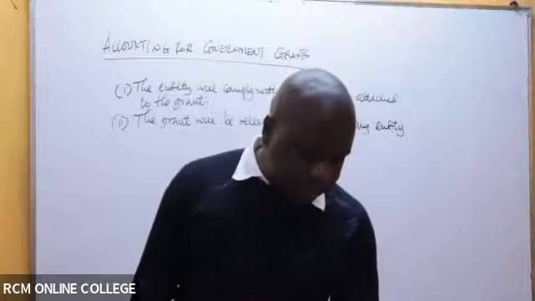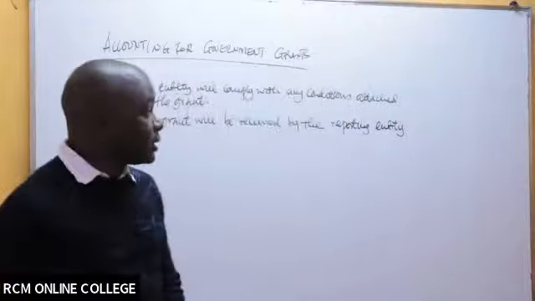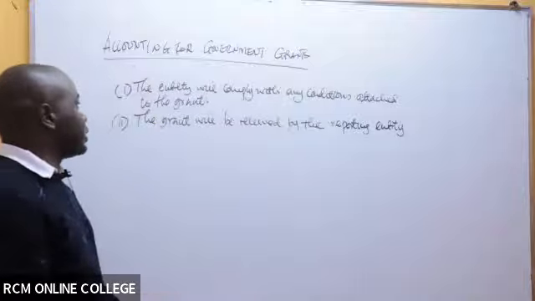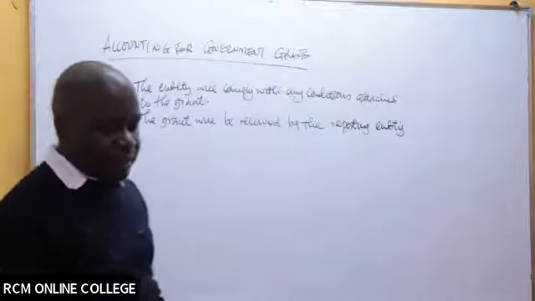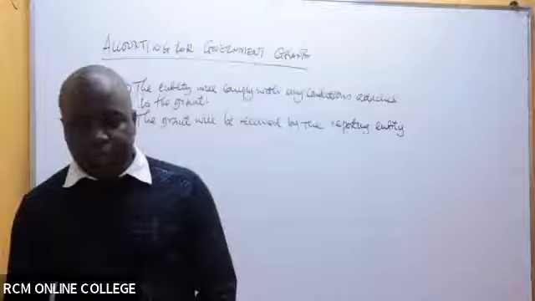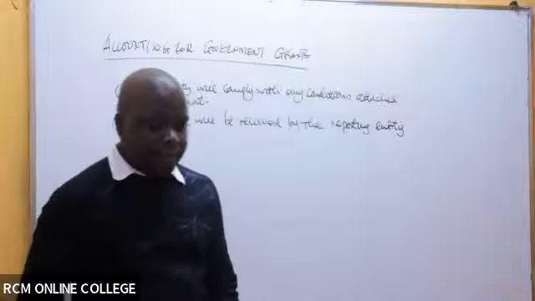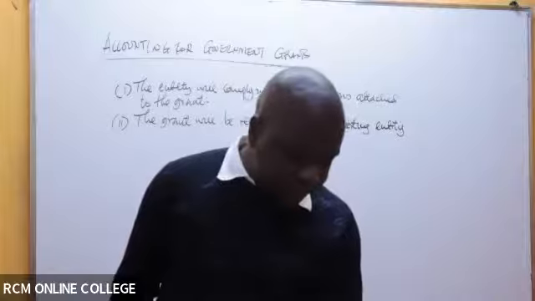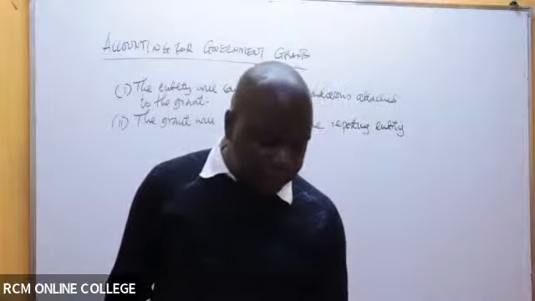So the grant is recognized. How do you recognize it now? Let's say you've received a grant as a reporting entity. The next paragraph: the grant is recognized as an income over the period.